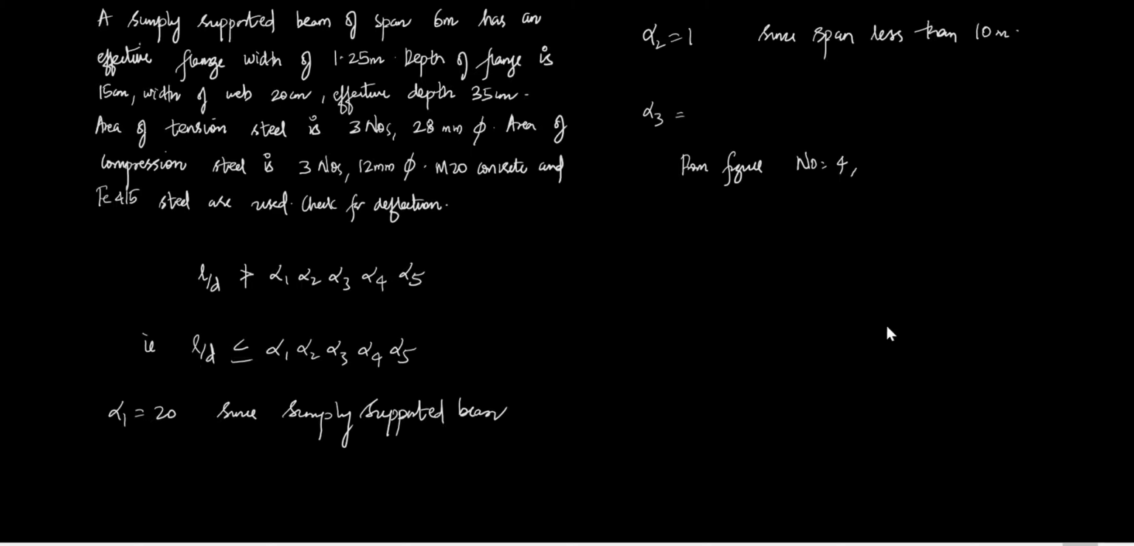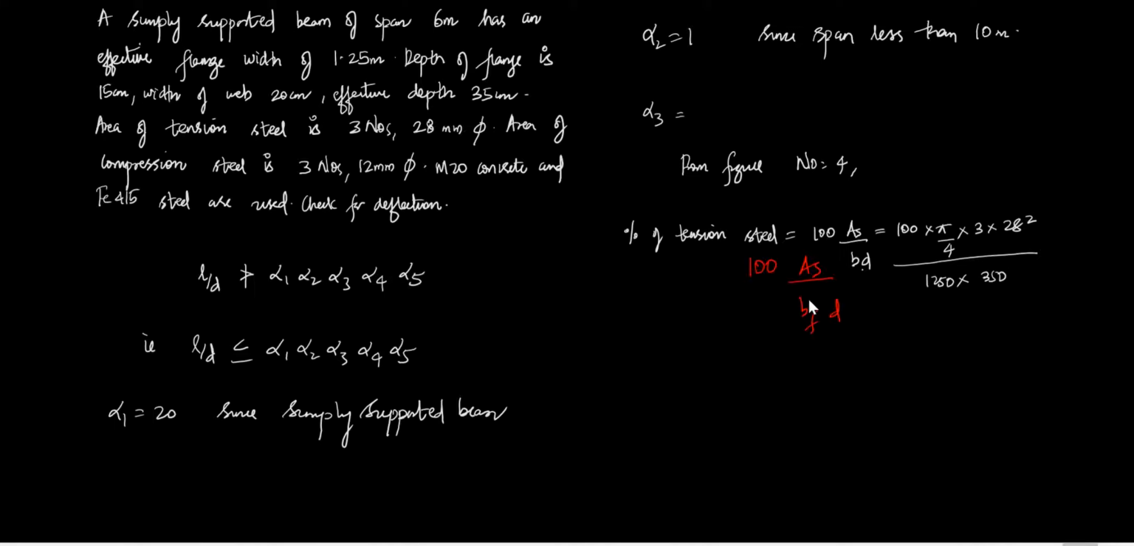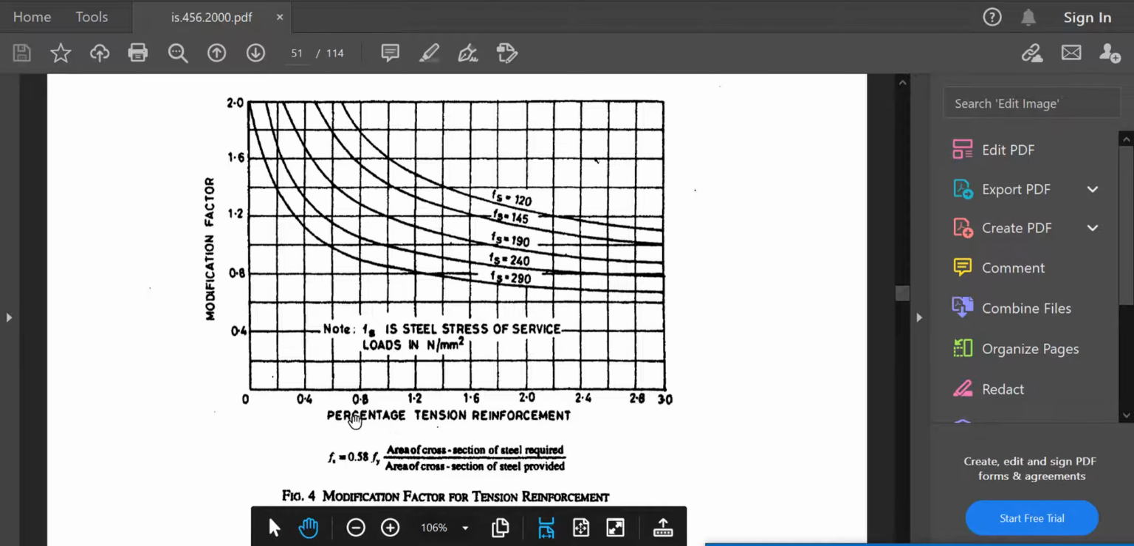So writing the equation, the percentage of tension steel is equal to 100 As by bd, but here we take b as bf because in case of flange section we need to substitute b as bf, so we'll get the value for percentage of tension steel as 0.42. That is from figure number 4. Now you can get the value for your alpha 3. So you have the percentage of tension reinforcement as 0.42.